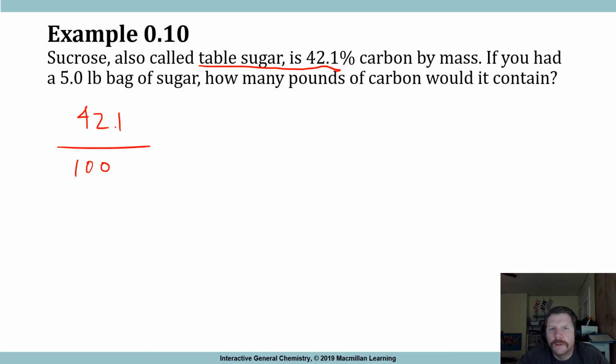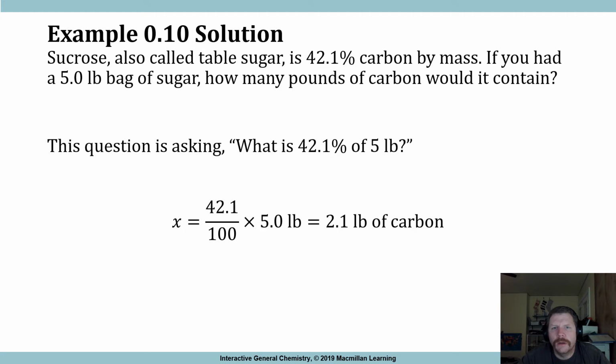Okay, so sucrose is 42% carbon. So a little bit less than half of the mass of sucrose is carbon. Now, if you had 5 pounds of it, well, what would you have? So you'd say 42.1 divided by 100 times 5. And on our next slide, it shows all that displayed. That would be 42.1 divided by 100 times 5 is 2.1 pounds of carbon.